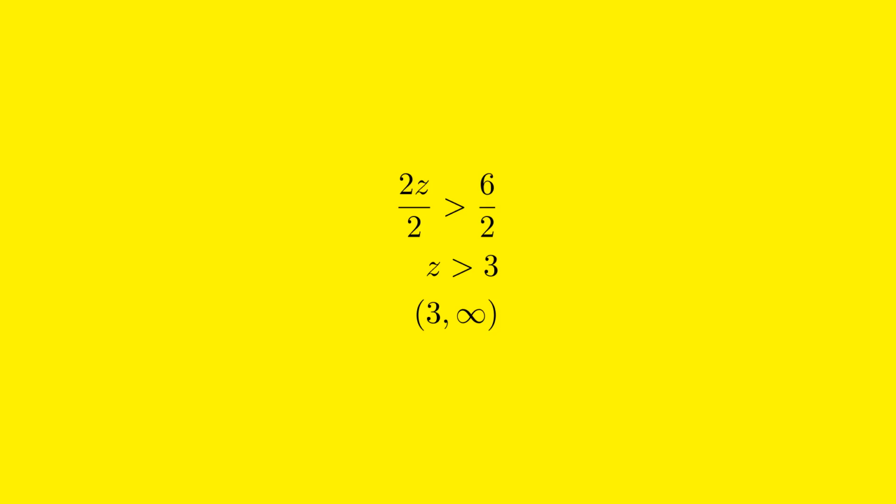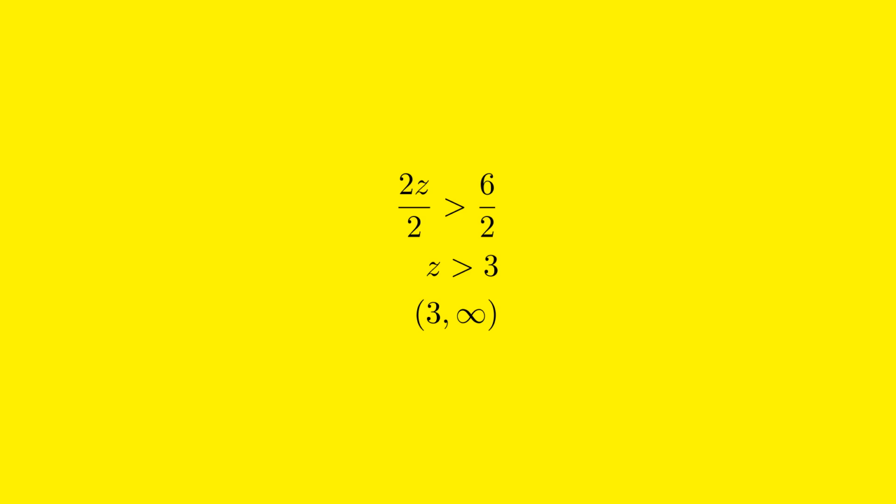To finish solving the inequality 2z > 6, we must continue to isolate the variable z. Currently, 2 is being multiplied by z. To isolate z, we will divide both sides of the inequality by 2. Dividing both sides by the same positive number keeps the inequality direction unchanged.